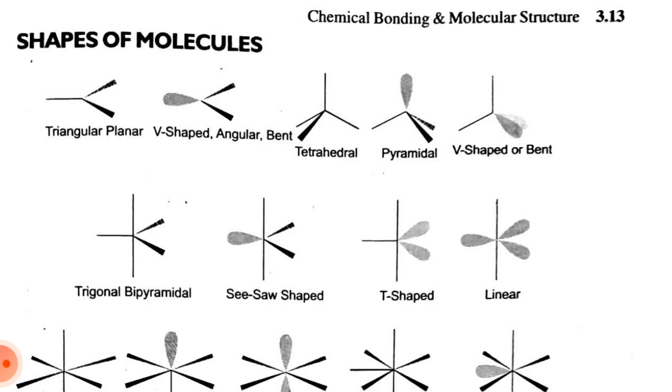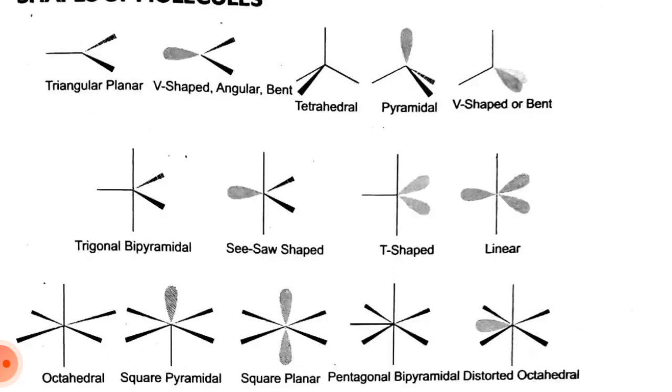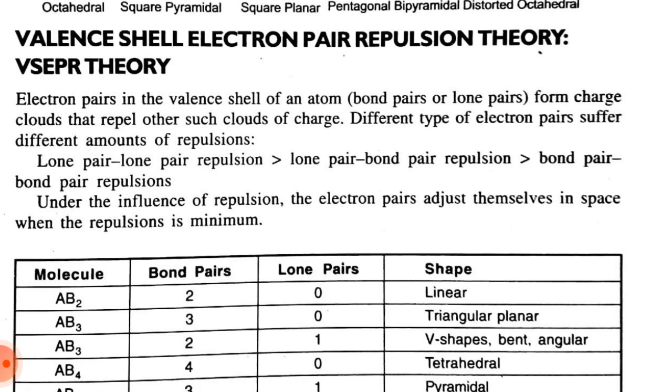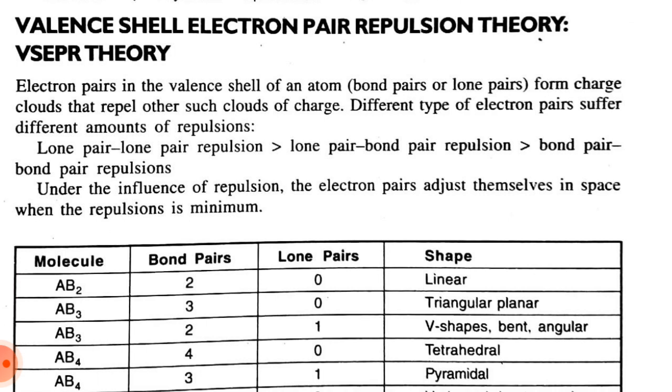Shape of molecule: triangular planar, V-shaped, angular, bent, tetrahedral, pyramidal, trigonal bipyramidal, seesaw-shaped, T-shaped, linear, octahedral, square pyramidal, square planar, pentagonal bipyramidal, distorted octahedral.